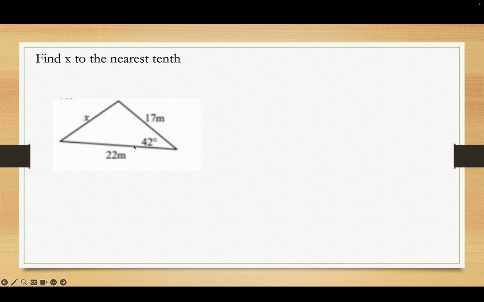What I want to emphasize here is, do you see how I have a side, an angle, and a side? That indicates the law of cosines. So it's going to be x squared equals, and let's write this formula together now. x squared equals this guy squared plus this guy squared minus 2 times this guy, the 17 and the 22, cosine of the angle. All right, let's see you start cranking this out using your calculator. Go ahead.